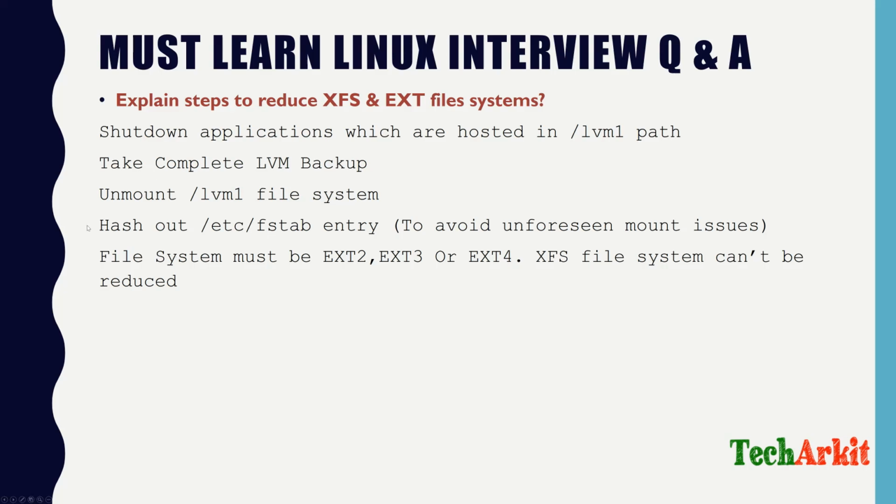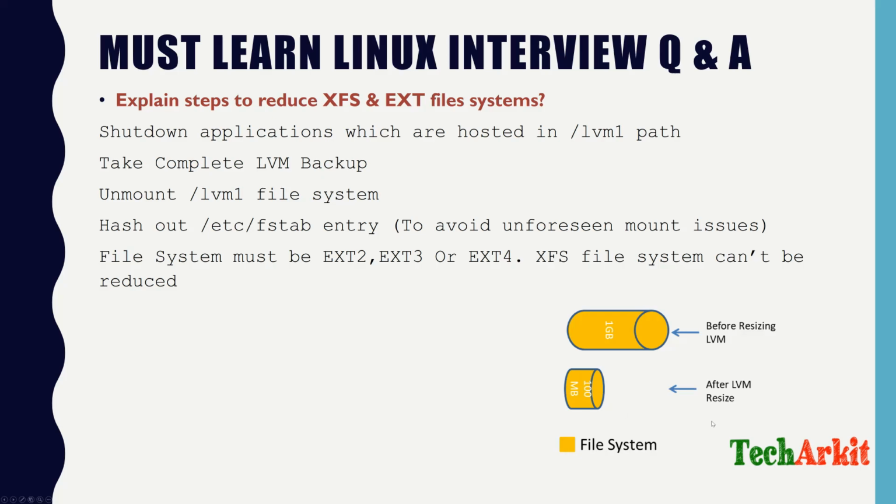And the file system must be ext2, ext3 or ext4. XFS does not support reduce. Okay, you cannot do that. So how do you do it here? Basically, before resizing, if you see that the LVM is 1 GB, then after that the LVM is going to be 100 MB, something like that. So what you have to do? You have to reduce the file system first. Then you can make the remaining steps next.